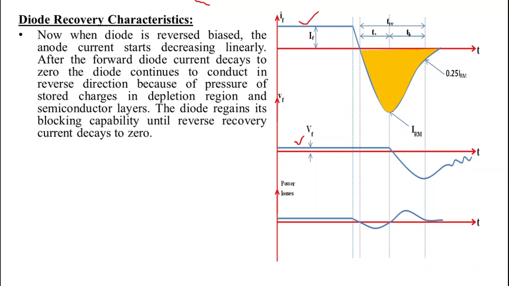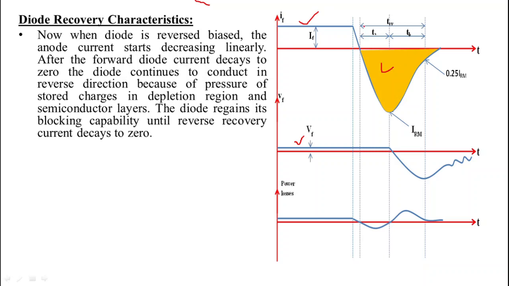So how can we calculate these stored charges? The answer is charge is equal to current into time, or we can say that Q is equal to IT. So the area under this IT curve gives the stored charges. So what will be my stored charges? That is equal to this area. So this area gives the charges stored in depletion region and semiconductor layer.